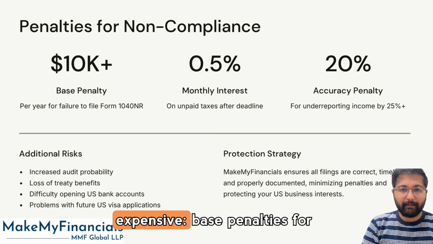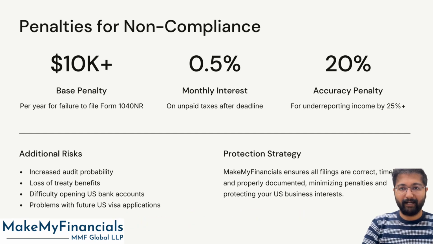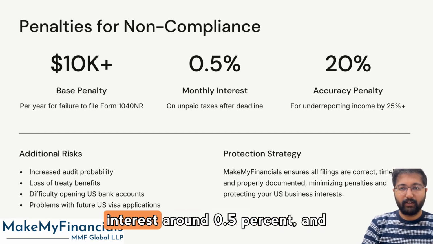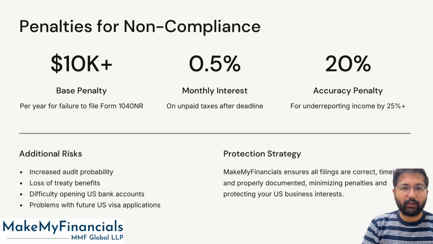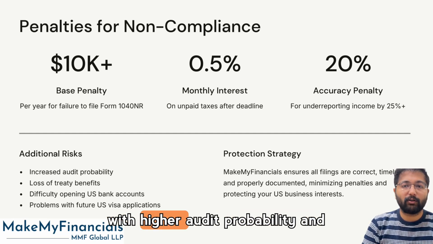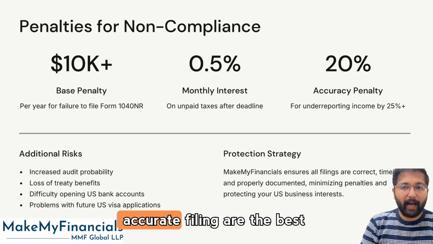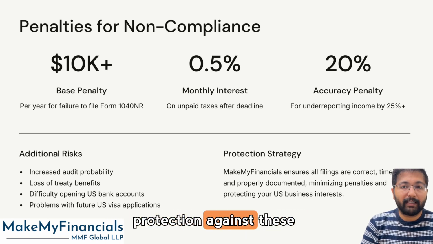Non-compliance can be expensive. Base penalties for failing to file often exceed $10,000 per year. Unpaid taxes accrue monthly interest around 0.5%, and significant underreporting can trigger accuracy penalties up to 20% or more, along with higher audit probability and other risks. Proper documentation and timely, accurate filing are the best protection against these consequences.